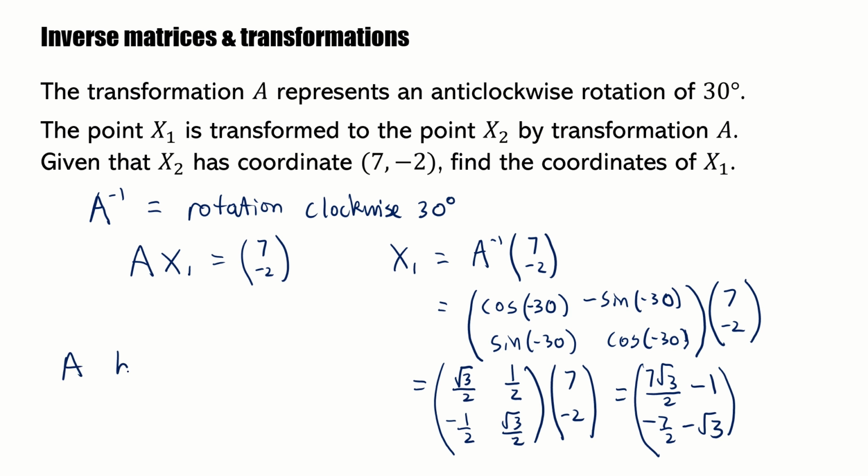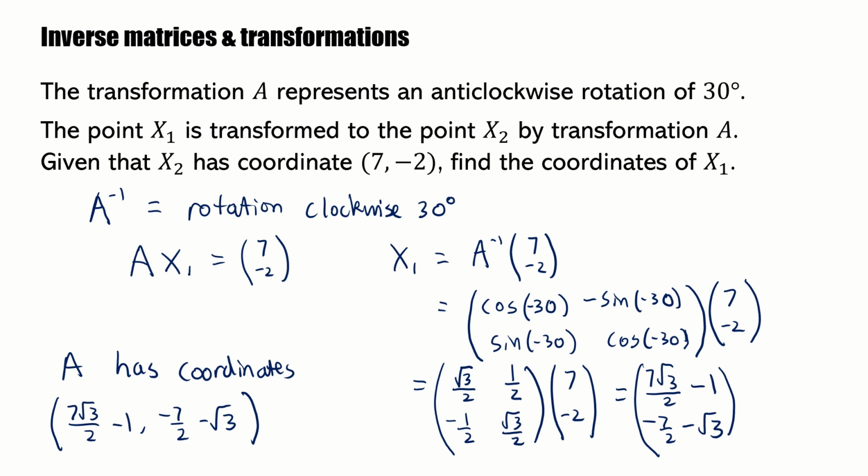So therefore, randomly writing it in the bottom left-hand corner for no reason, A has coordinates, in exact form, 7 root 3 over 2 minus 1, comma, minus 7 over 2 minus root 3. There you go. Another question done. So that is the link between matrices and inverses and transformations.